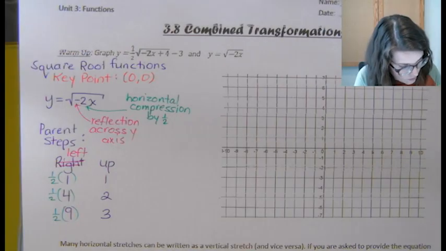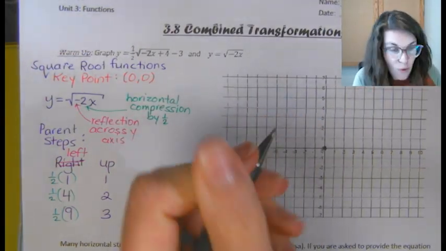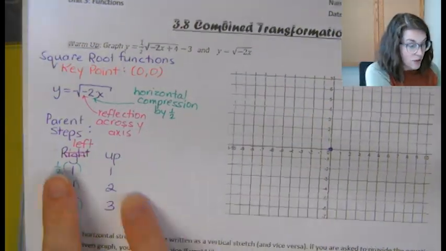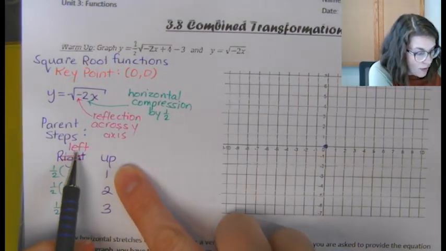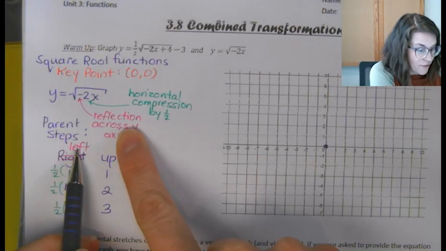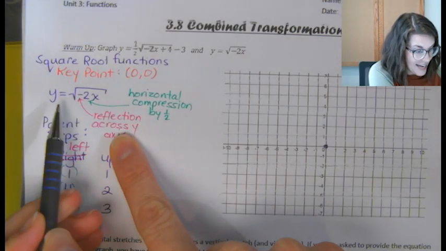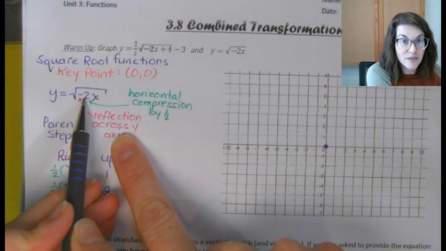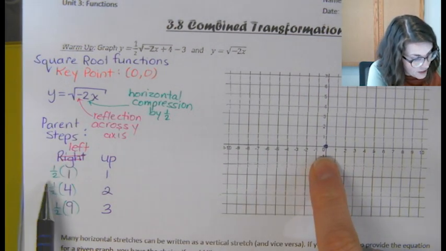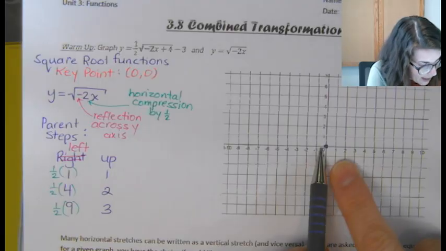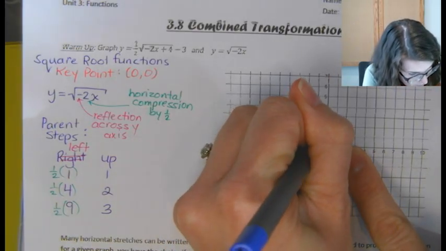So I'm going to start by plotting my key point just like always. Now I'm just going to follow my parent steps, and I've made some changes to them. Instead of going right, I'm going left because it's a reflection across the y-axis. I've got that negative here with my horizontal compression factor. So I'm going to go to the left a half and up 1. So that's my next point.